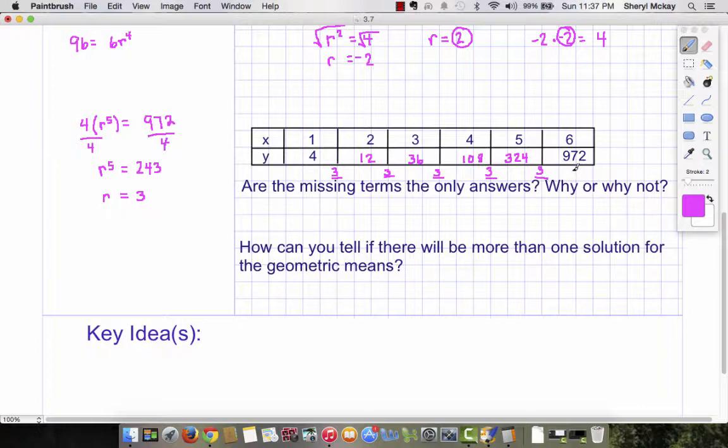So the question on this one is, are the missing terms the only answers? Could we have some negative numbers in here? Would it work? Could these be negative 3's instead? Let's see. 4 times negative 3 would be negative 12. Negative 12 times negative 3 would be positive 36. 36 times a negative 3 would be negative 108. Negative 108 times a negative 3 would be a positive 324. 324 times a negative 3 would be a negative 972.